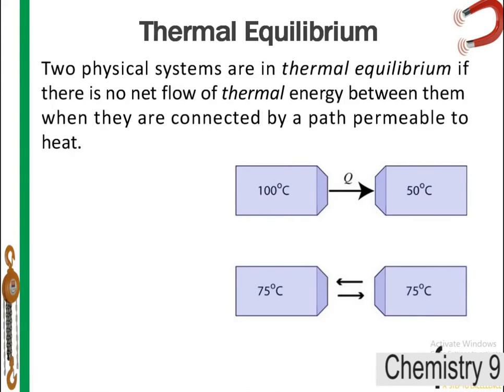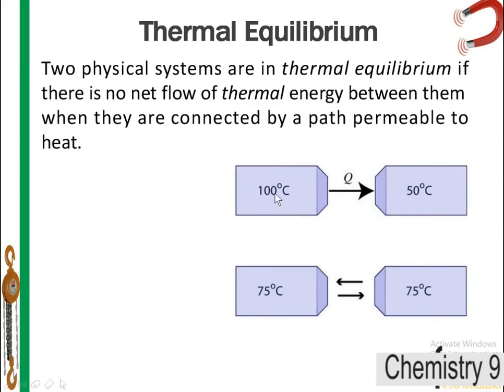So we can say that two physical systems, two substances, are in thermal equilibrium if there is no net flow of thermal energy between them, when they're connected by a path which is permeable to heat. That means they're connected by a path which allows heat to actually transfer through it.